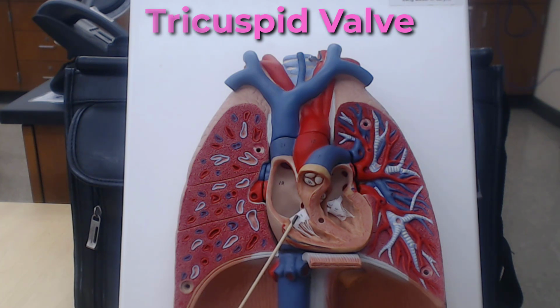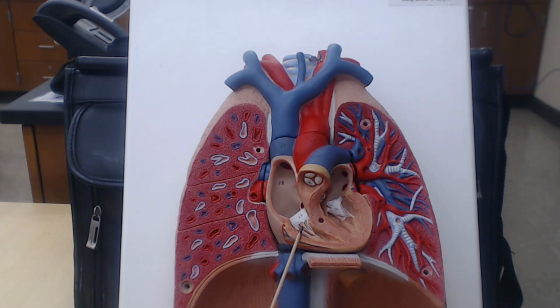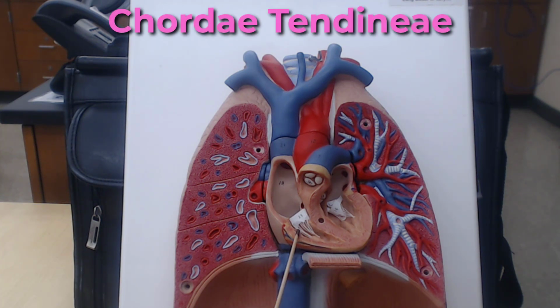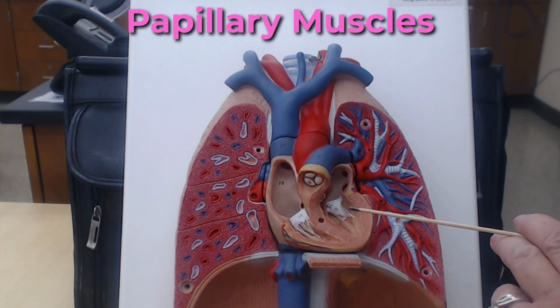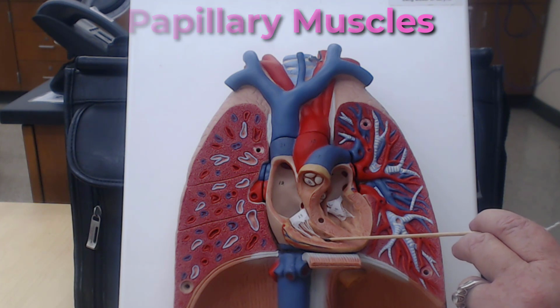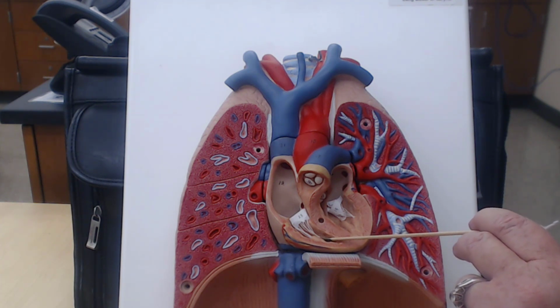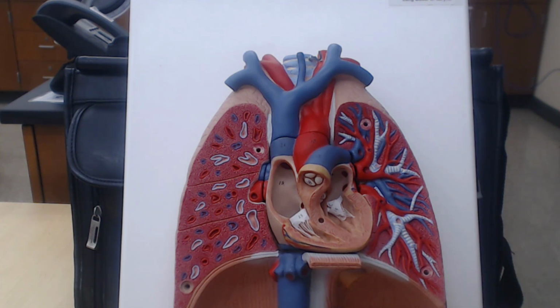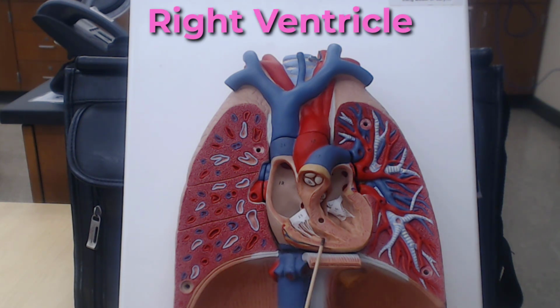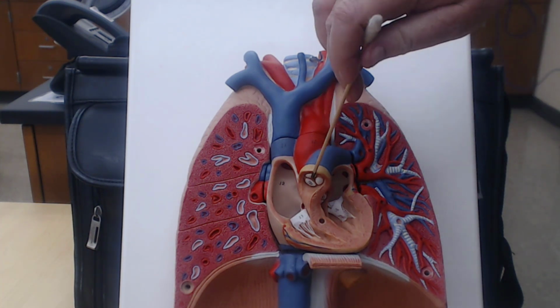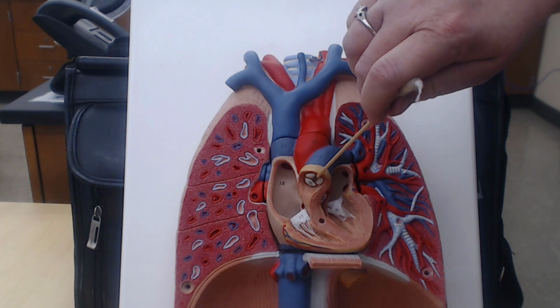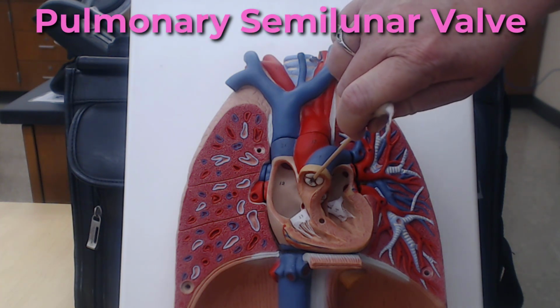The tricuspid valve. I have these strings that are attached to the valve, and these are called the chordae tendineae. The chordae tendineae are attached to papillary muscles that ensure that the valve only opens in one direction and not the other. This chamber here is the right ventricle. The right ventricle. From the right ventricle, blood is going to exit the heart through the pulmonary semilunar valve here.